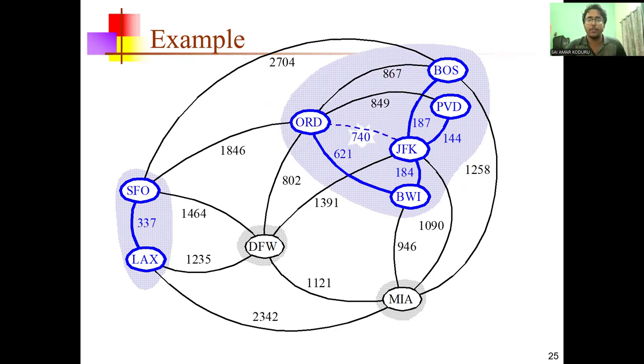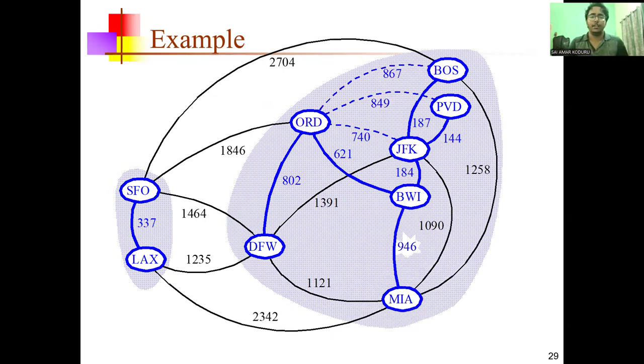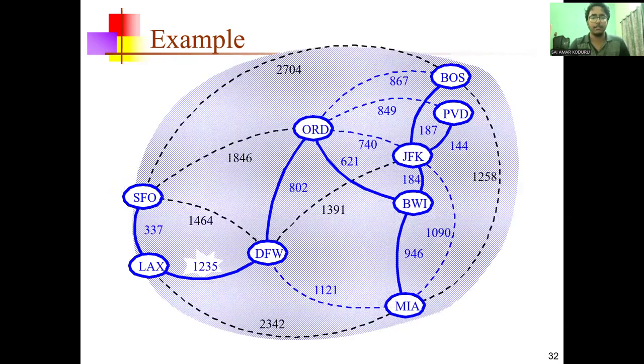JFK to ORD 740. And the next least path would be ORD to DFW and BWI to MIA in the end. And the final connection would be from DFW to LAX. In this way, we have created a minimum MST by using Kruskal's algorithm and previously by using Prim's algorithm. That's it for my presentation. Thank you.